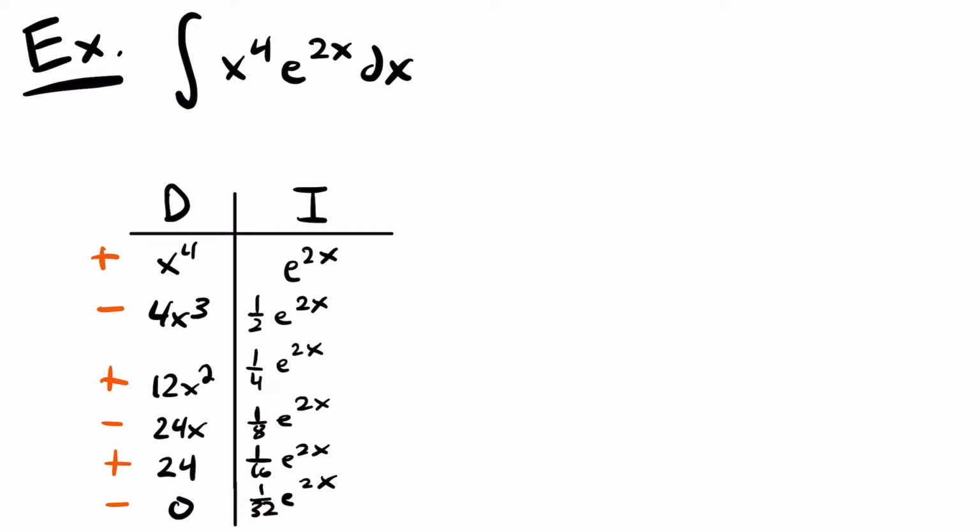Okay? And now what we're going to do is use this table to set up the solution to this integral. And so this integral will be equal to the first term in our derivative column times the second term of the integral column. And so what we're going to be doing is adding up the terms that you get by multiplying diagonally like this. All right, so what we're going to have for our first term is positive x to the fourth power times 1/2 times e to the power of 2x. So we'll have x to the fourth times 1/2 times e to the power of 2x.